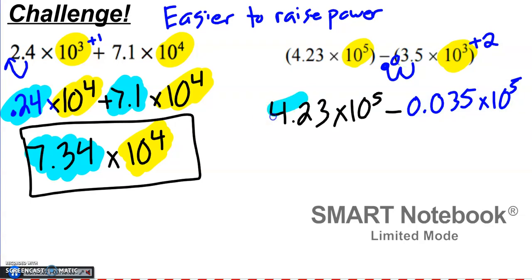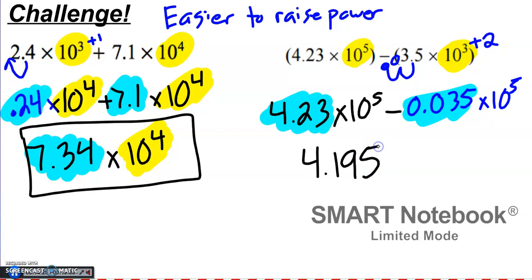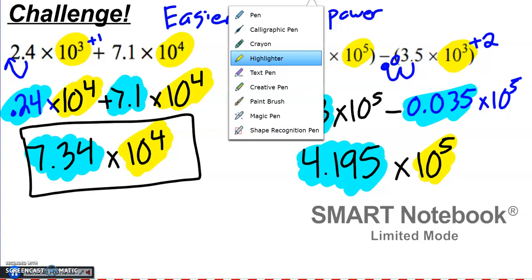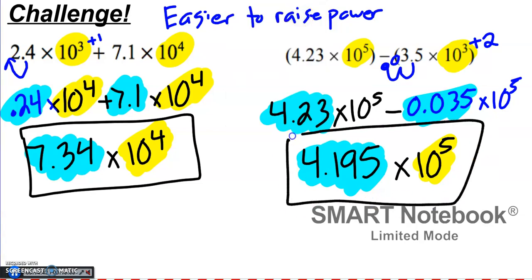We can do 4.23 minus 0.035. So we do it in our calculator, 4.23 minus 0.035. And we get 4.195, and we keep the base of 10. So again, we did 4.23 minus 0.035, and we kept that power of 10 for our final answer of 4.195 times 10 to the fifth.